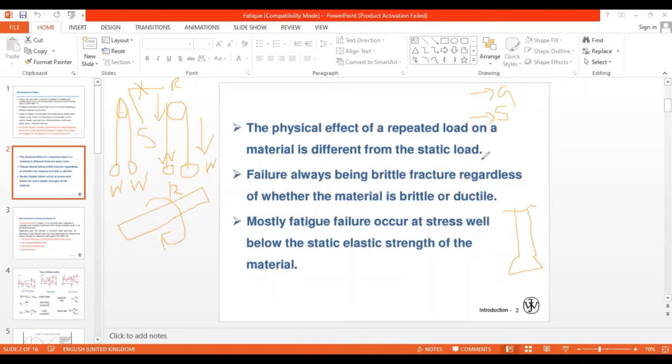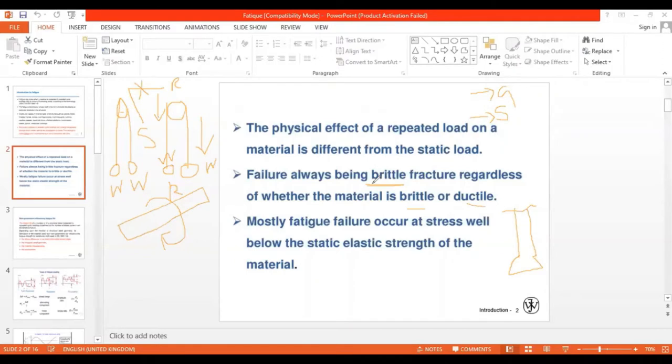But this fatigue failure, regardless of whether the material is brittle or ductile, will always be brittle. Fatigue failure is always brittle. So for brittle material, the failure is brittle, and for ductile material also, it is brittle.